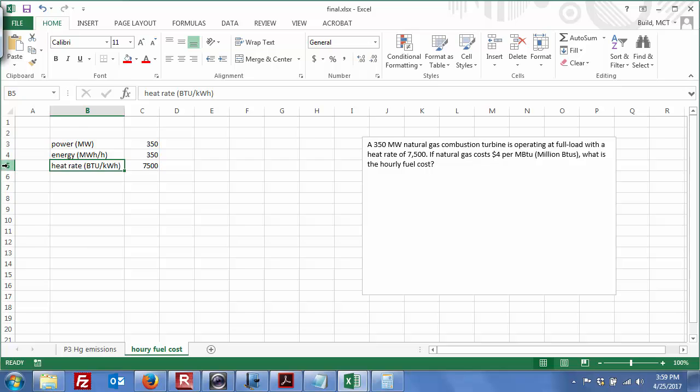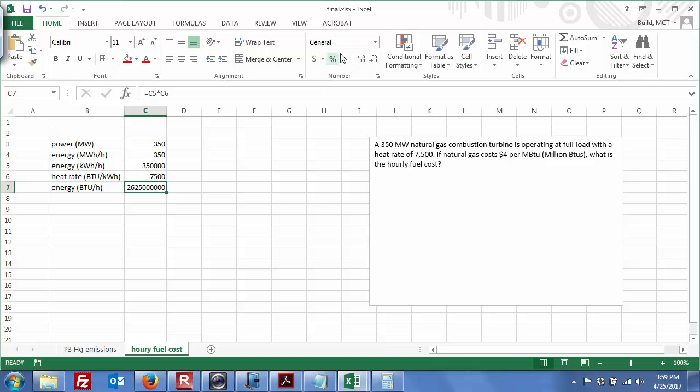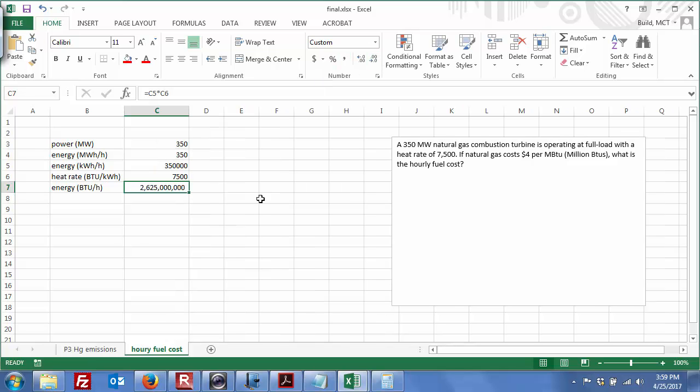So the heat rate, now let's do the energy in kilowatt hours per hour. Yeah, times 1,000. Now the heat rate, so this is BTUs per kilowatt hour. So this is the energy, BTUs per hour, equals kilowatt hours per hour times BTUs per kilowatt hour.